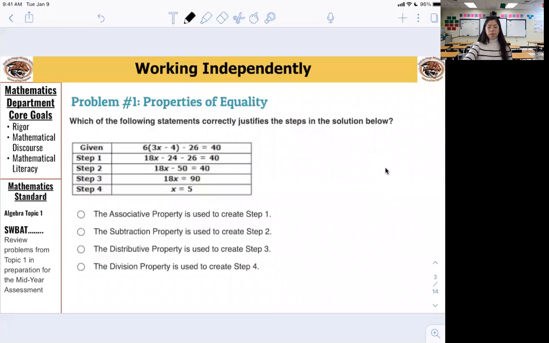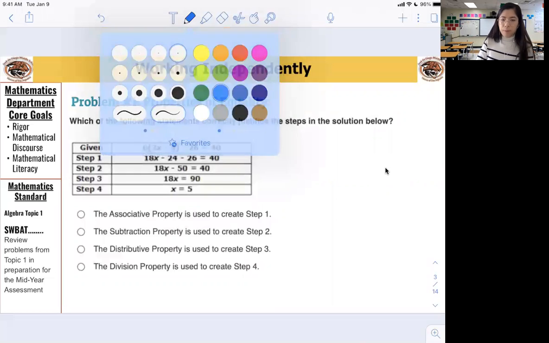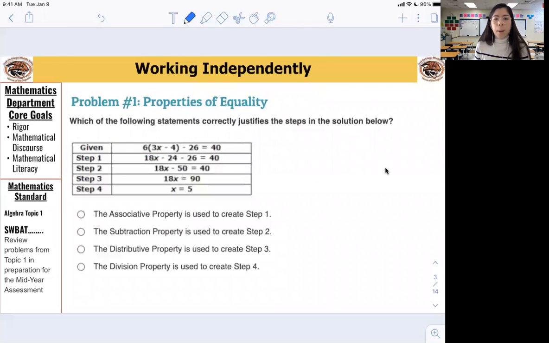So let's get started. Problem number 1, properties of equality. Which of the following statements correctly justifies the steps in the solution below? For this problem, let's just go through it and talk about what they did. In step 1, what property was used? The distributive property.